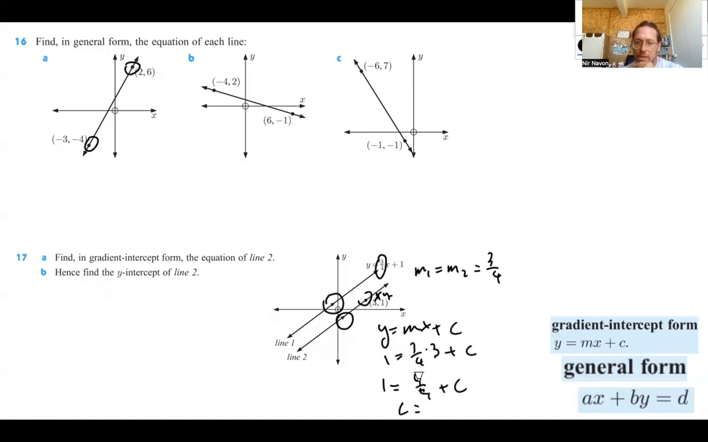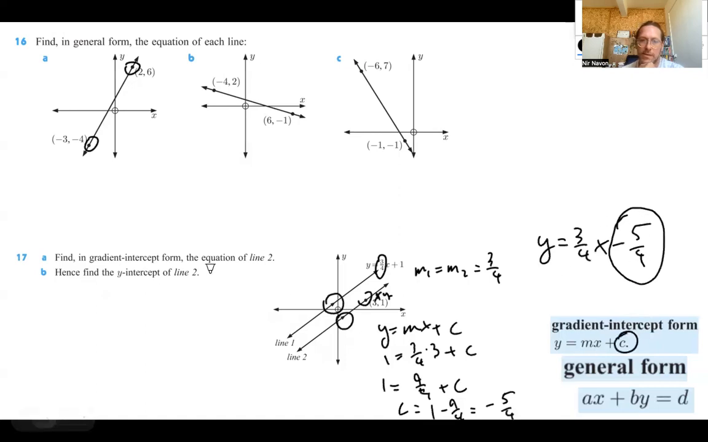You can use your calculator. c equals 1 minus 9 over 4, which is minus 5 over 4. So now y equals 3/4 x minus 5 over 4. Find the y-intercept. Now it's really fast and easy to find the y-intercept because it's in gradient-intercept form, and the c is the y-intercept. So the answer for that would be -5/4.